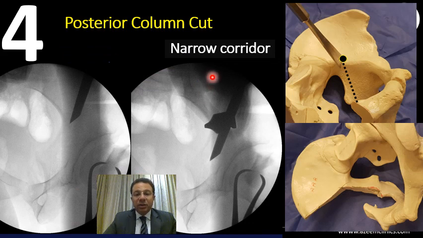Finally, the posterior column cut. You reorient your osteotome in another direction, passing between the greater sciatic notch and the posterior wall of the acetabulum inside the posterior column, separating the acetabulum from the posterior column and preserving it.